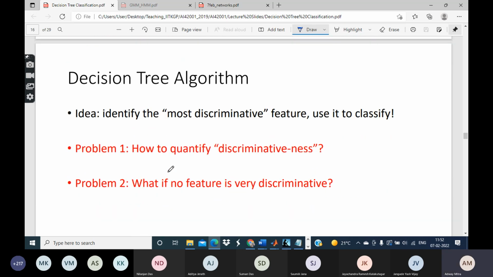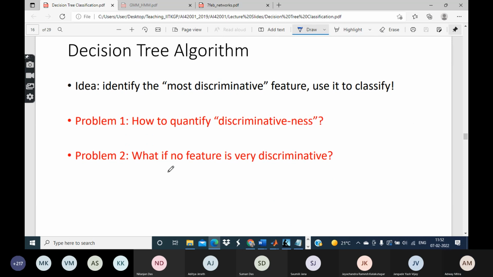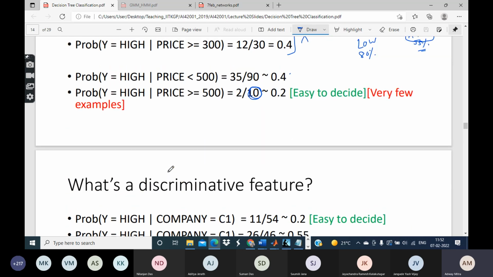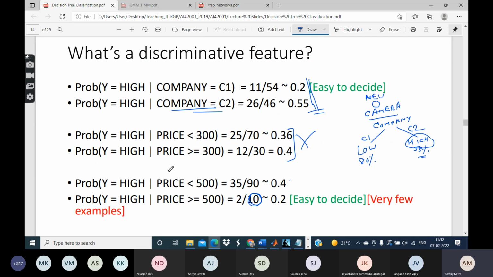So then the question is, the idea is basically you have to identify the most discriminative feature and use it to classify. So the classification algorithm which I am trying to suggest here will basically do as follows. It will take any example. It will focus on one feature. It will consider its value, and based on that value, it will predict a label. So that is the algorithmic framework in which I am going to operate.